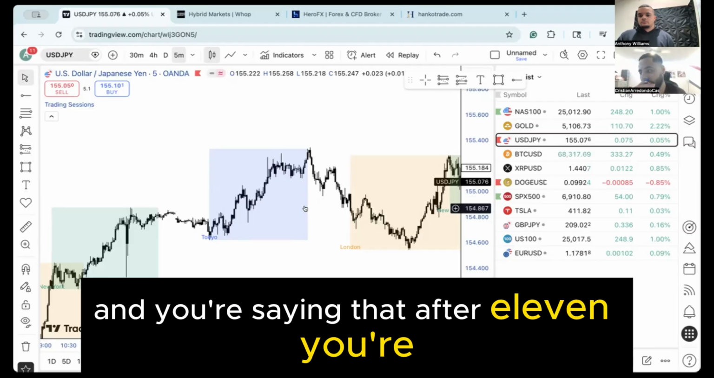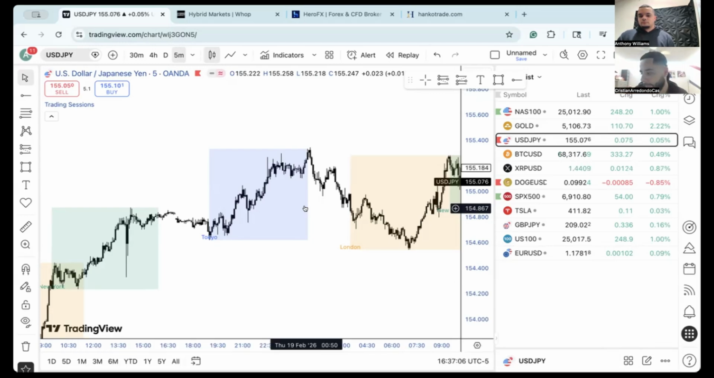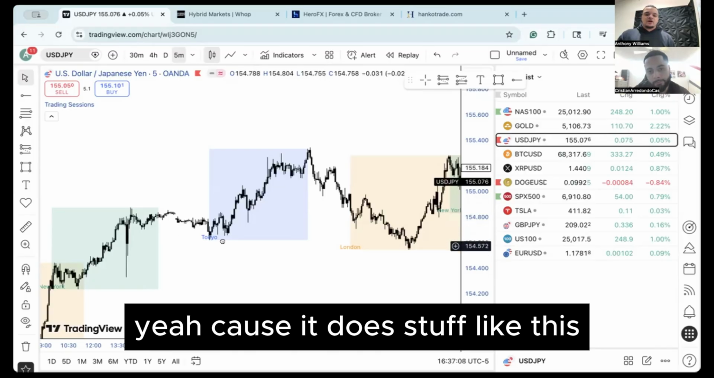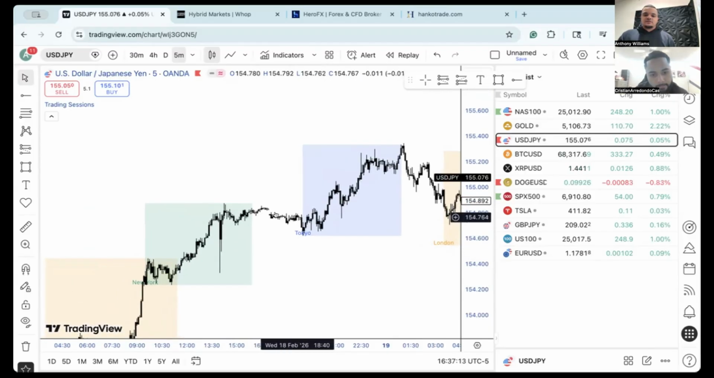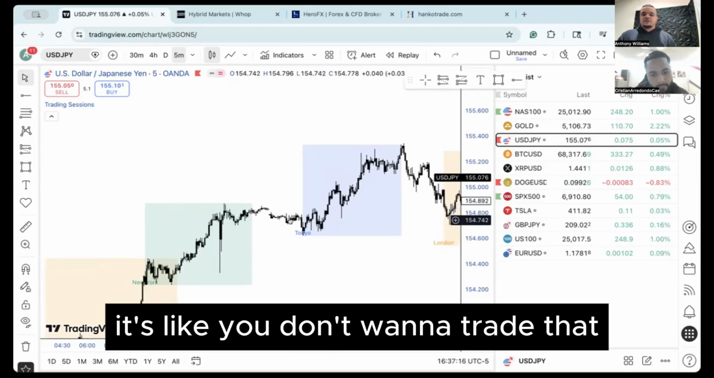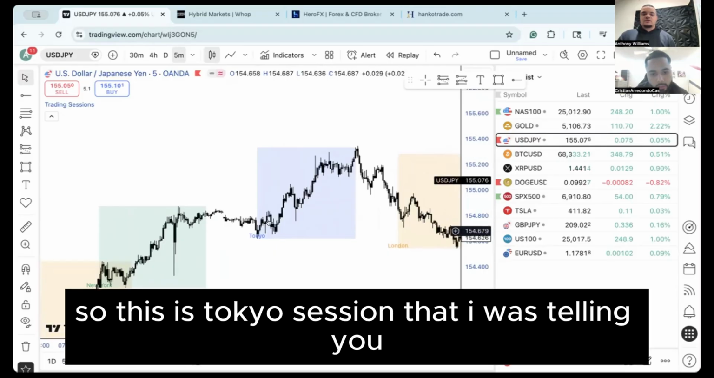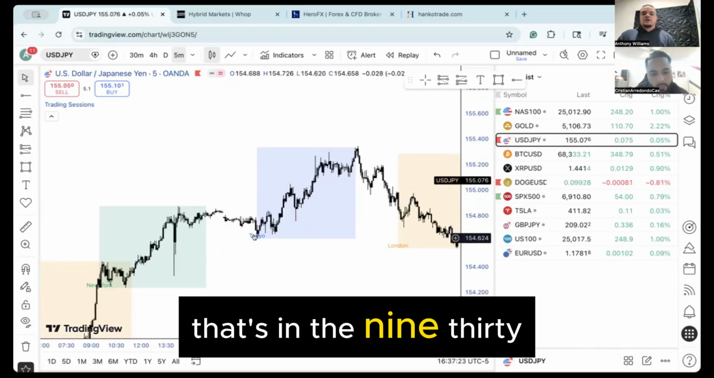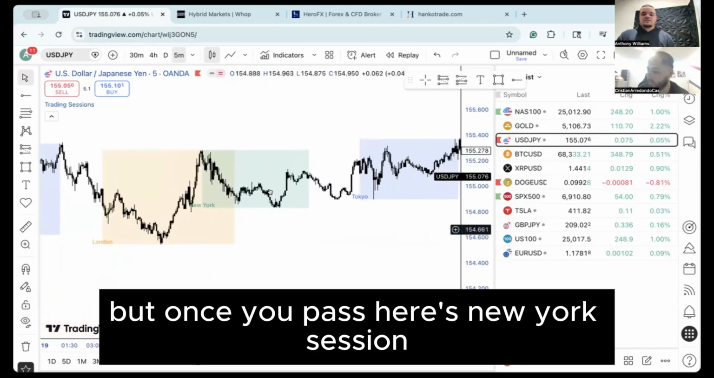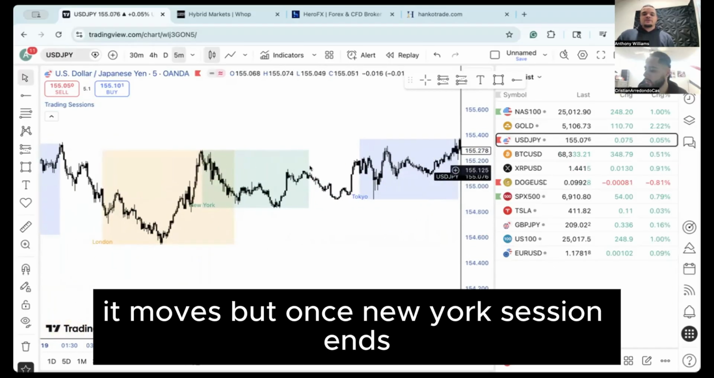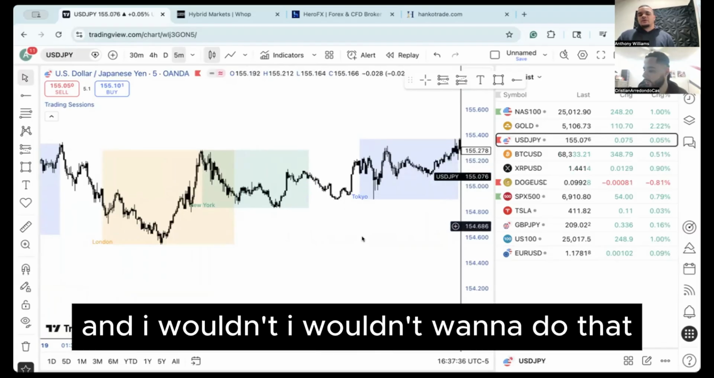And you're saying that after 11 the charts are basically done during the day. Yeah, because it does stuff like this. Look, New York session, this is during the day, and then boom, it does this. This is why I say after 12 you don't want to trade. You'd rather have the market moving. This is the Tokyo session I was telling you about at 9:30. It moves. London session moves. New York session moves. But once New York session ends, it does this. So that's why I wouldn't want to do that.